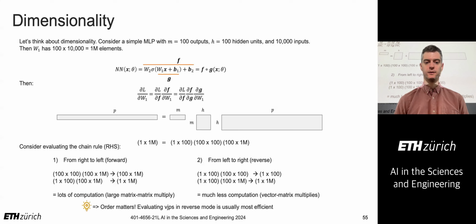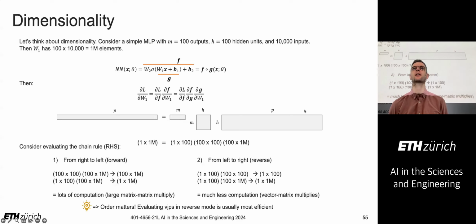Can you see how the order matters here? When we evaluate the chain rule, this is the point that I'm trying to make. Depending on which way you evaluate these matrix multiplies determines how much computation you do. It's actually a really important thing to know.